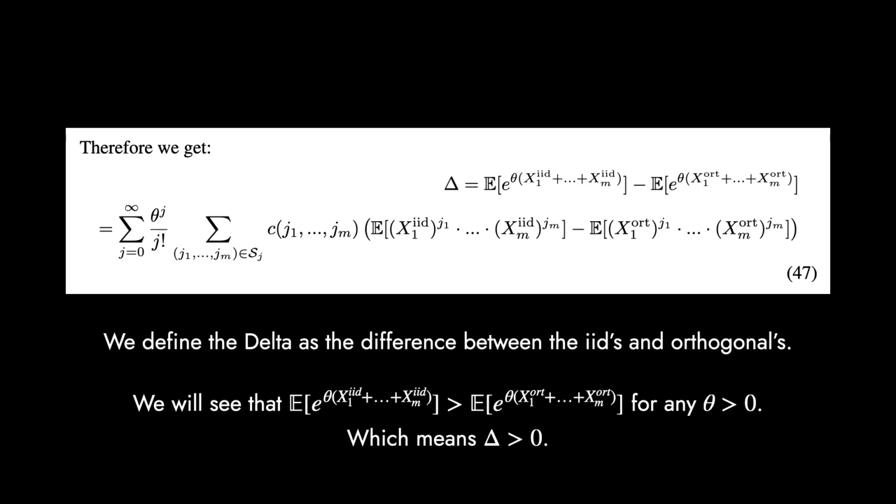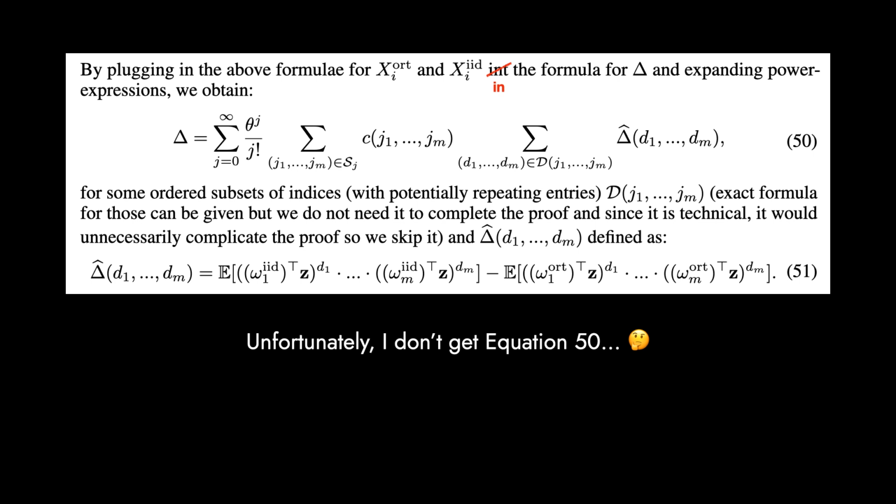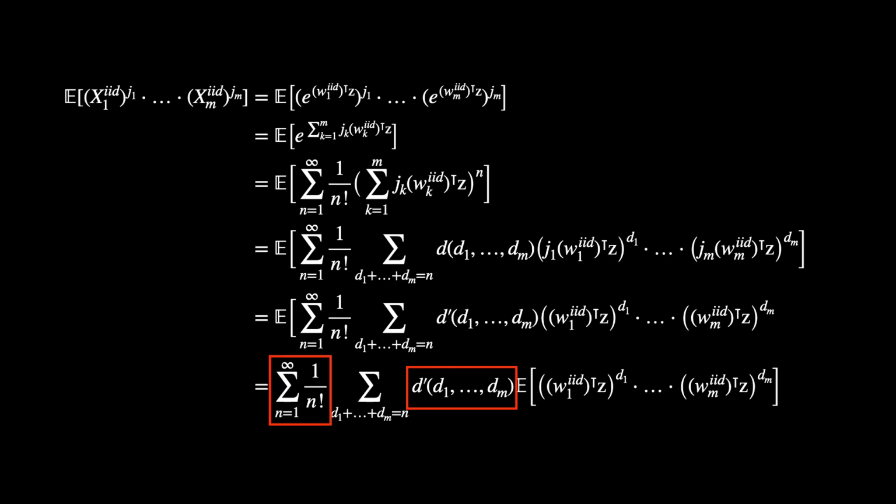We define delta as the difference between the IID and orthogonal ones. Here, delta is positive. Let's see why. Again, the Taylor series for the exponential function. Unfortunately, I don't get equation 50. I think we missed some coefficients here. I believe some terms are missing in equation 50. I believe it's a typo.